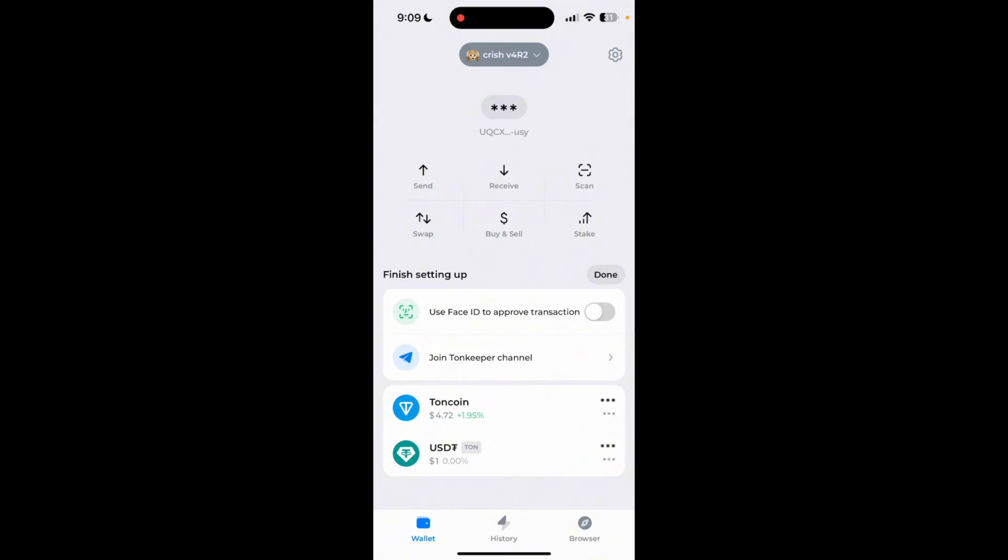In the TonKeeper application, there may be a section detailing the fee structure. This can usually be a base fee or a variable fee. The base fee is the minimum fee required for the transaction, and the variable fee is one that may vary based on network demand or transaction size.